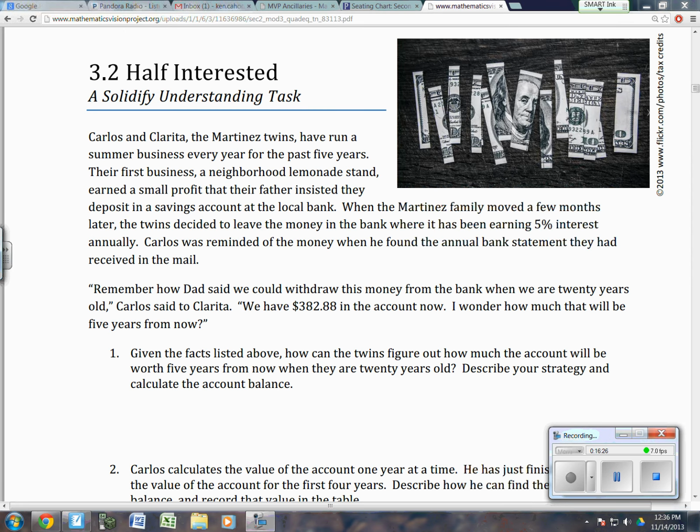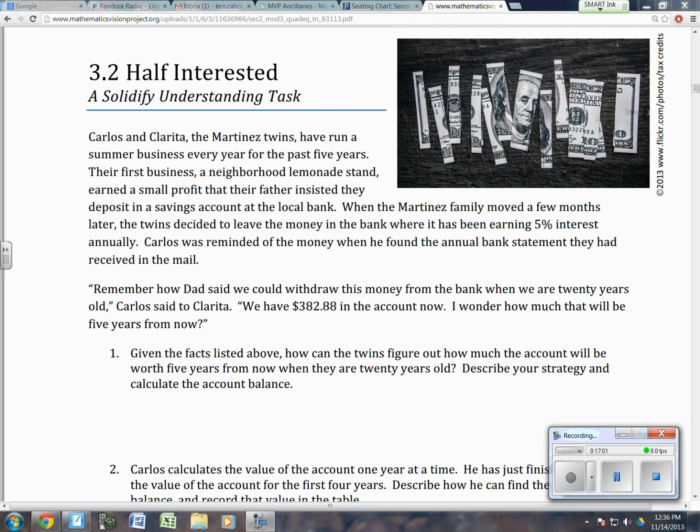Okay, so this is the task for Module 3.2. Carlos and Clarita, the Martinez twins, have had a summer business every year for the past 5 years. Their first business, a neighborhood lemonade stand, earned a small profit that their father insisted they deposit in a savings account at the local bank. So they're starting a business, and they're going to put their profit in the bank, okay? When the Martinez family moved a few months later, the twins decided to leave the money in the bank, where it has been earning 5% interest annually.